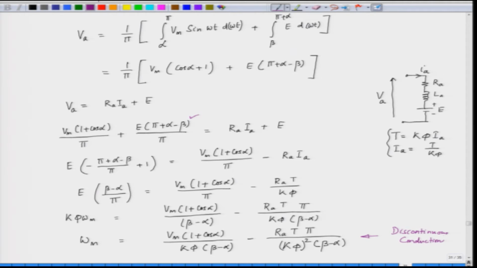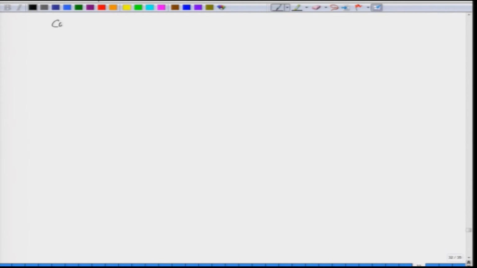Now, what happens if the current is continuous? If the current is continuous, the flow is maintained and we get a different kind of waveform; the voltage and current waveforms are different. So, if we take the continuous current case, continuous current operation, what we can get here is the following.